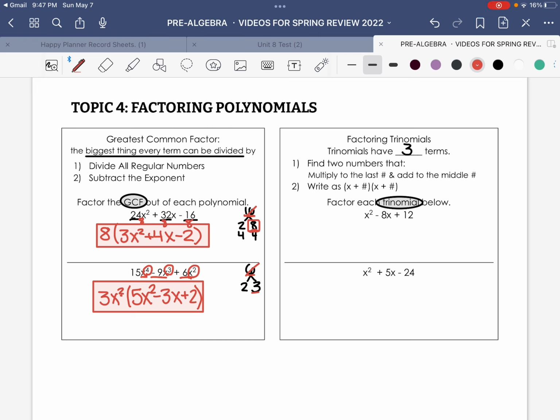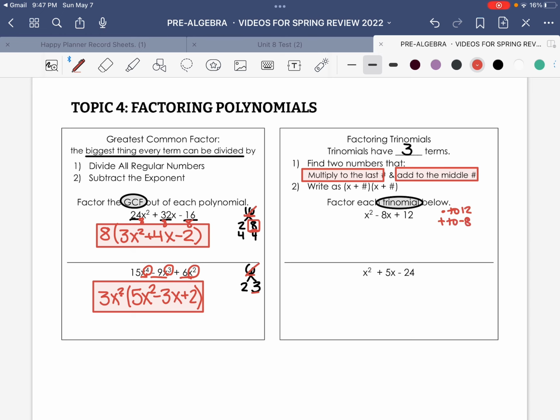All right, last type, factoring trinomials. You have to find 2 numbers that multiply to the last number and add to the middle number, always. So for the first problem, the middle number is negative 8, the last number is 12. So it has to multiply to 12 and add to negative 8.